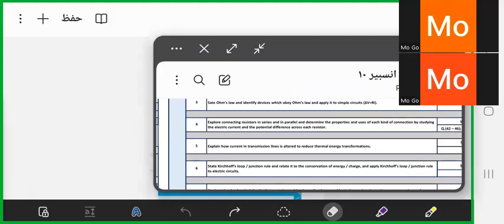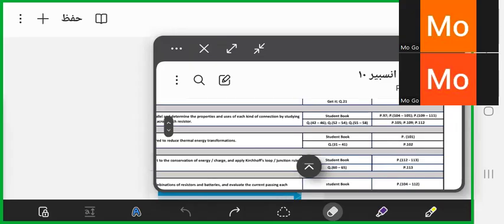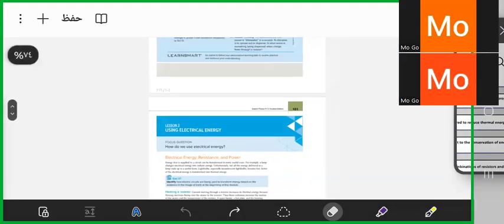Explore connecting resistors in series and parallel and determine the properties and use of each kind of connection by studying the electric current and the potential difference across each resistor. So he needed us to explore the connected series and parallel. I already explored it, but I will do it again. He mentioned us to do it.